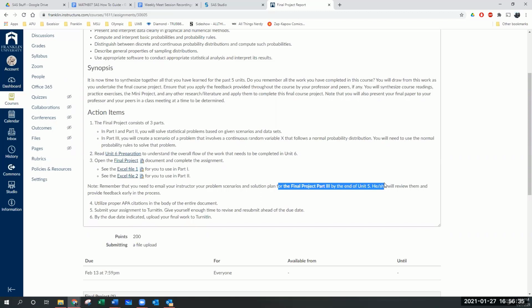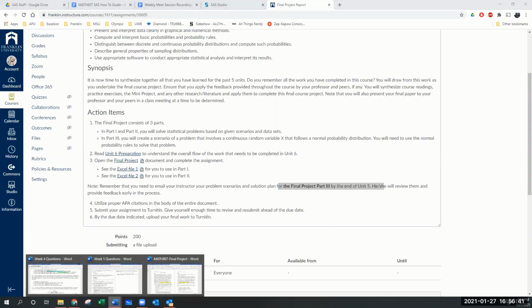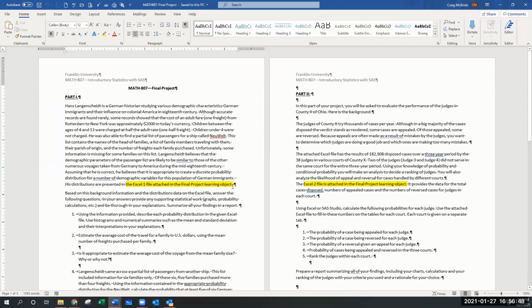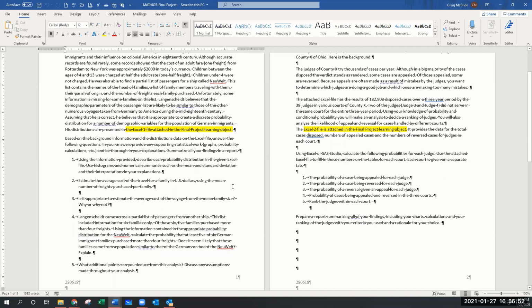I got a question on part 1, number 1. Okay, let me bring it up. I get that it's asking, so obviously we're making a histogram for each data type and the numerical summary and finding the mean and the standard deviation. So I'm stuck on the verbiage of describe each probability distribution.